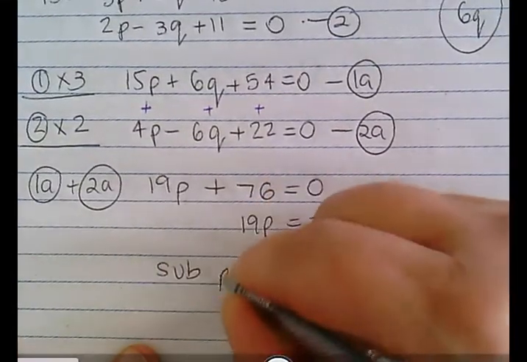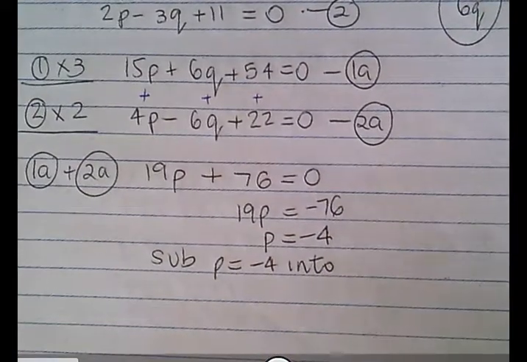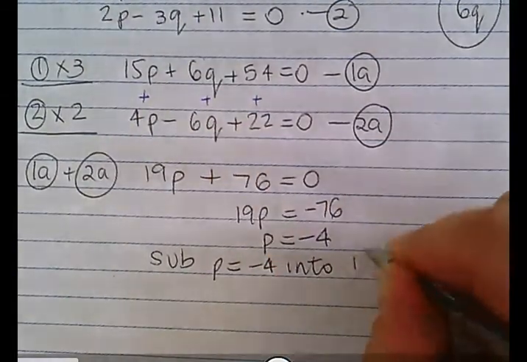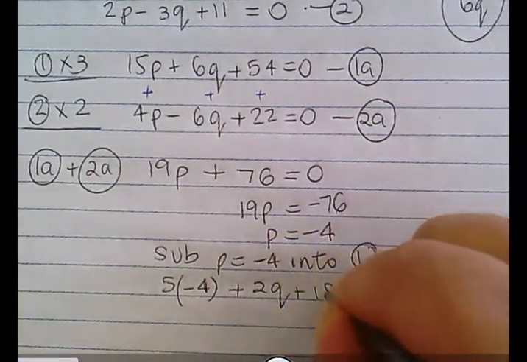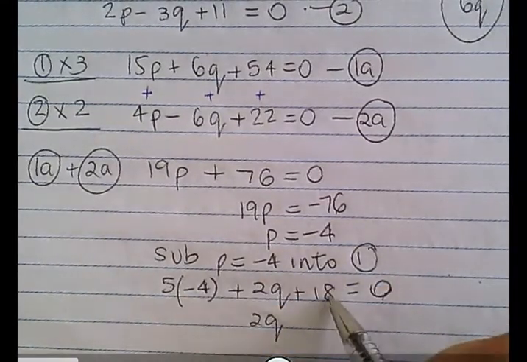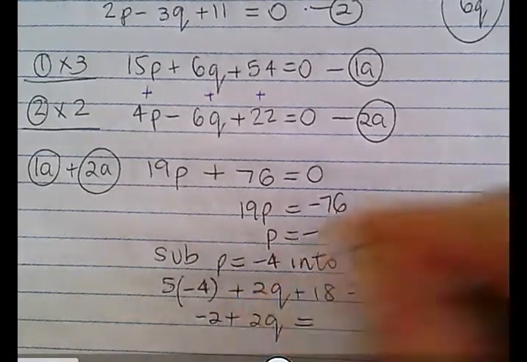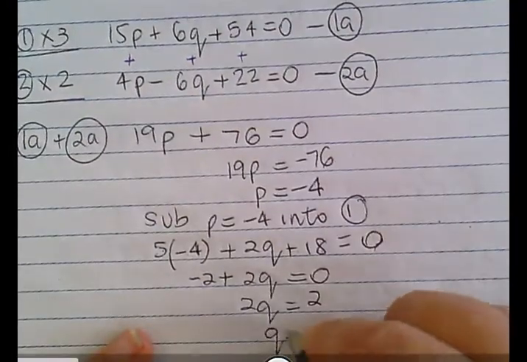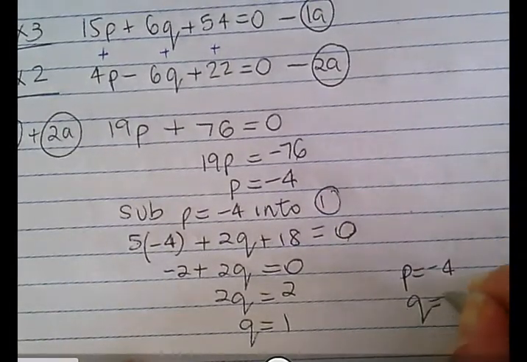And then we're just going to sub p is negative 4 into, you know what? Let's go into 1, because then you won't have a negative 3q. Into 1: 5 times negative 4 plus 2q plus 18 equals 0. And we've got 2q, well, isn't that negative 20 plus 18? That's negative 2. So negative 2 plus 2q is 0. 2q is 2. q is 1. And that's your solution. p is negative 4, q is 1.